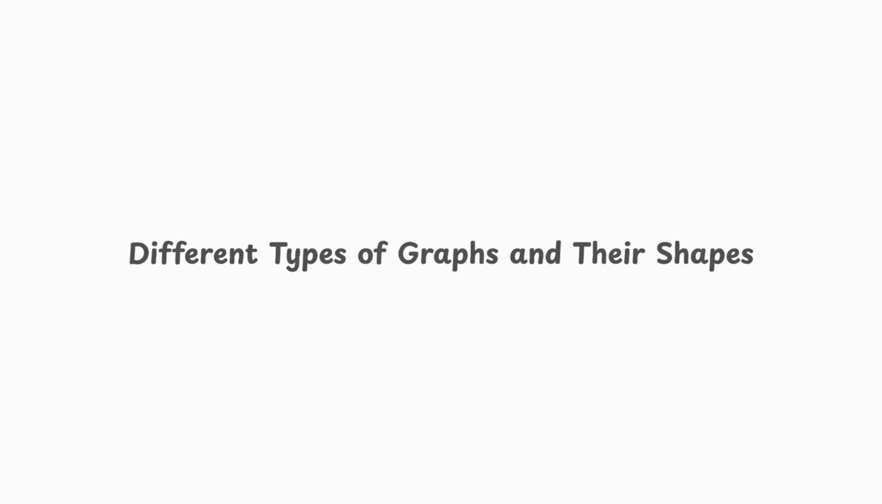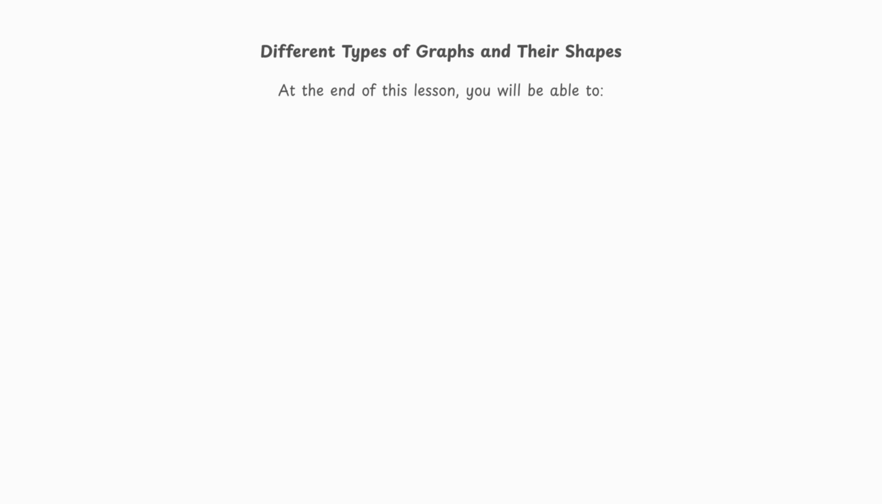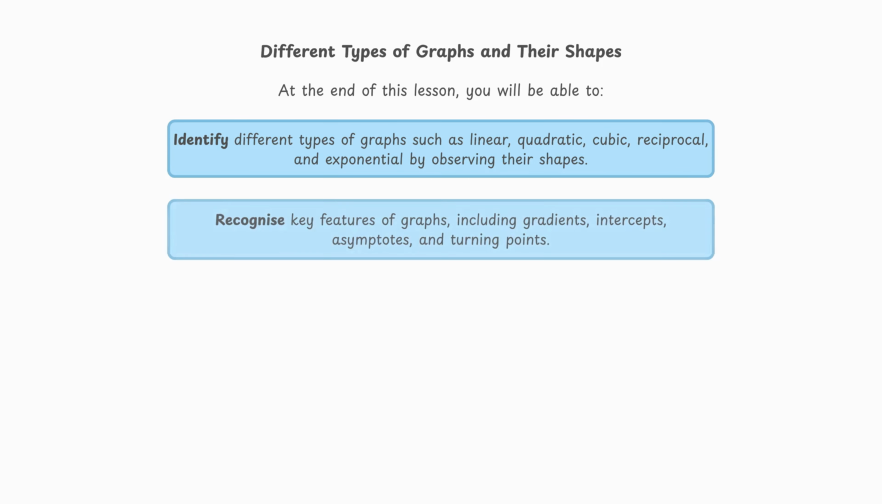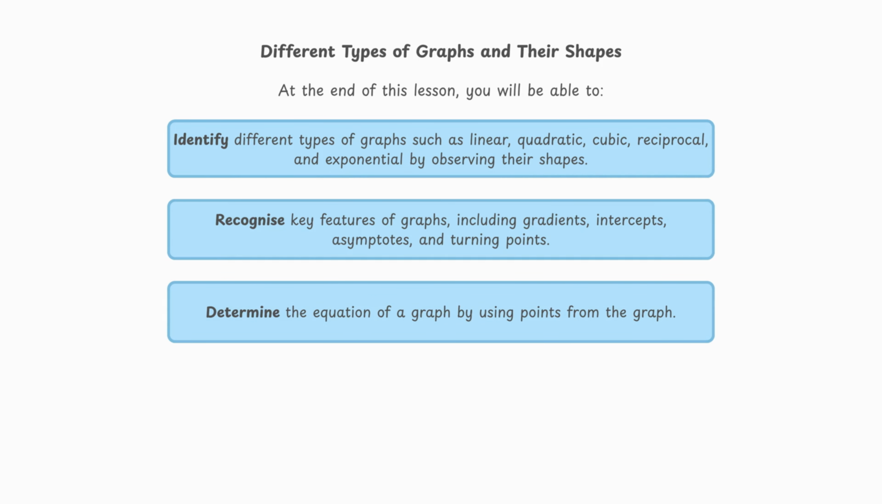Hello and welcome to this lesson on different types of graphs and their shapes. By the time you finish this video, you will be able to, first, identify different types of graphs such as linear, quadratic, cubic, reciprocal, and exponential by observing their shapes. Second, recognize key features of graphs, including gradients, intercepts, asymptotes, and turning points. Third, determine the equation of a graph by using points from the graph.